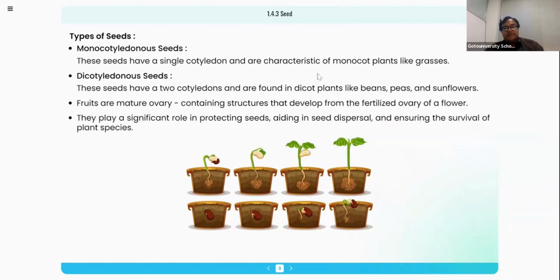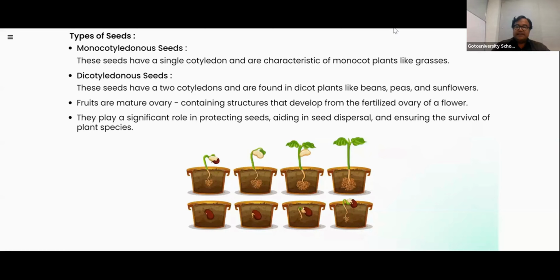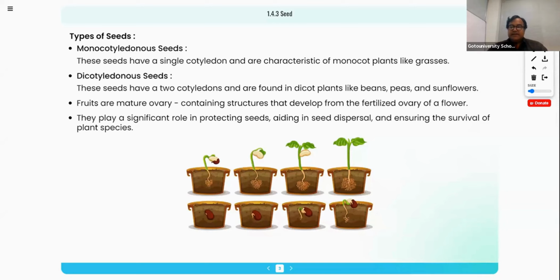In the types of the seed, the monocotyledon seed has a single cotyledon, like this we already narrated for you, right? This seed basically is a monocotyledon seed. We are observing the case of grass. So in the grass, it keeps growing.